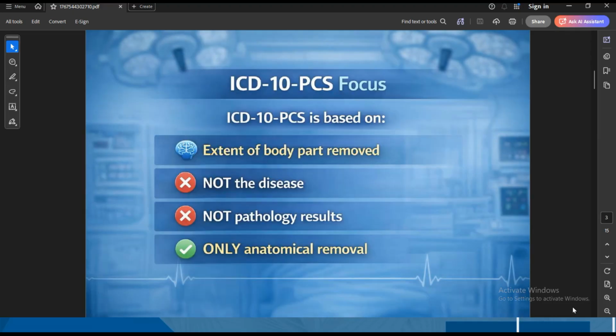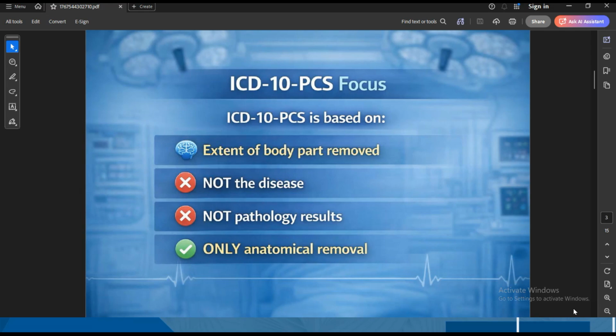Basically, ICD-10 PCS is based on the extent of body part removed, not the disease, and not based on the pathology report, only anatomical removal. So excision and resection are completely based on the part removed, which is the anatomical removal.